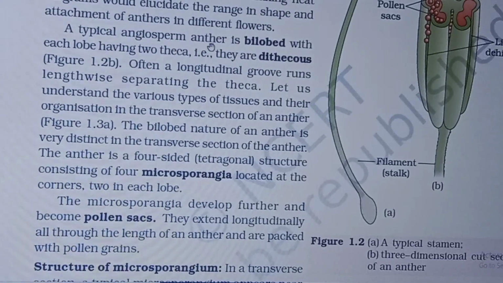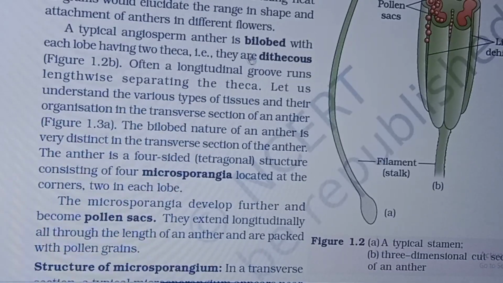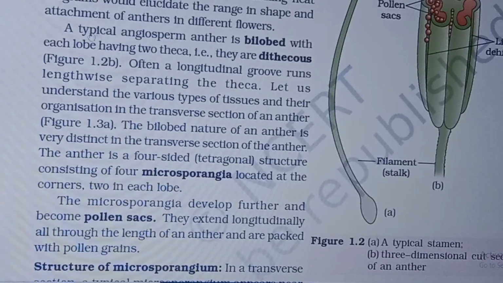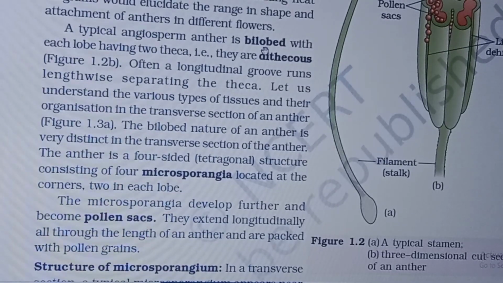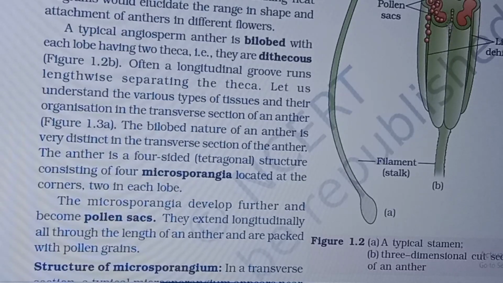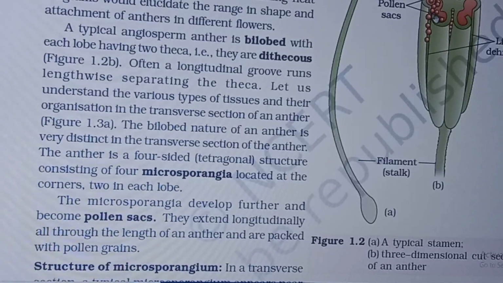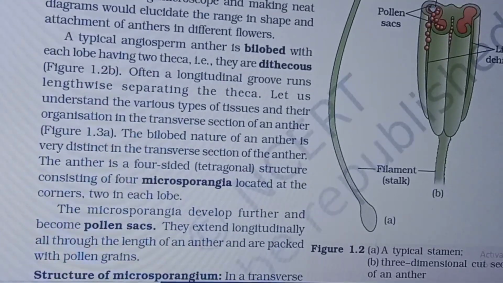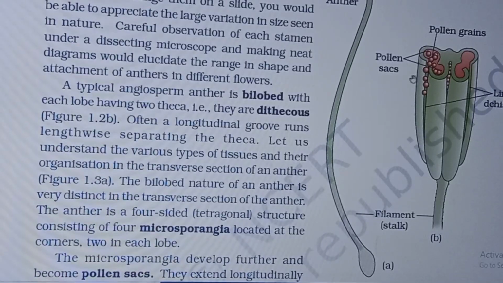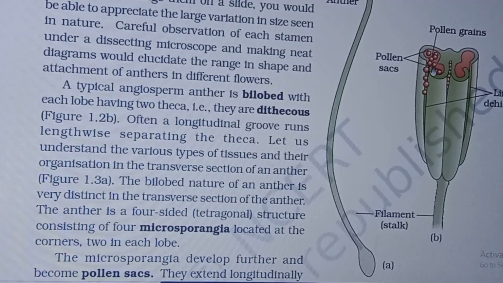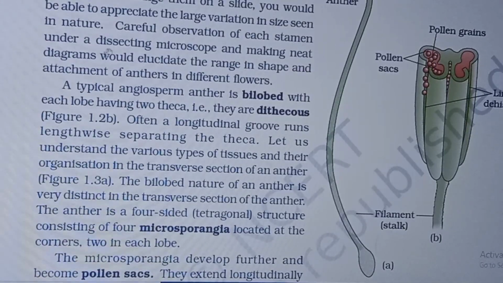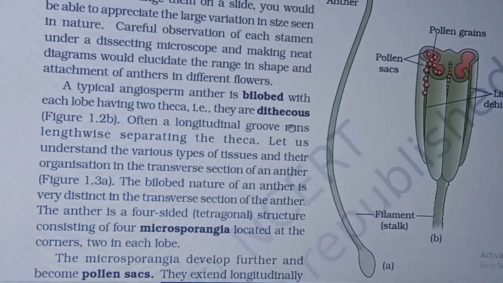A typical angiosperm anther is bilobed, with each lobe having two theca. That is, they are dithecous. Figure 1.2 shows this diagram. You can see in this picture that the anther is bilobed, two lobes, and each lobe has two theca. They are dithecous.